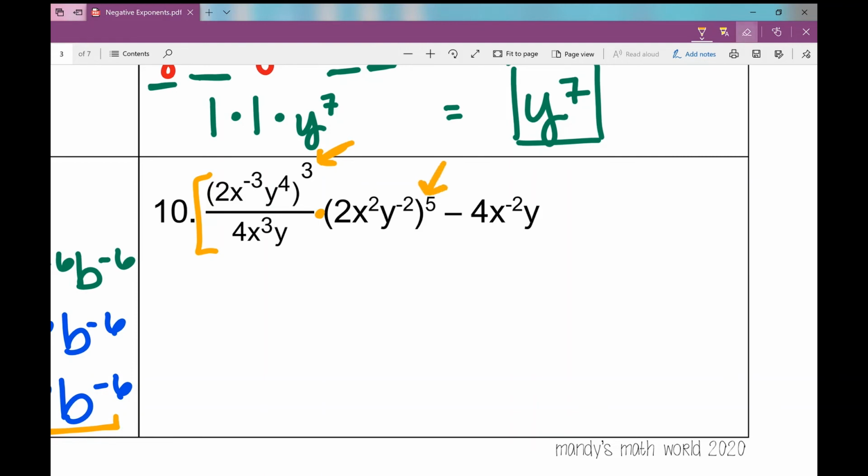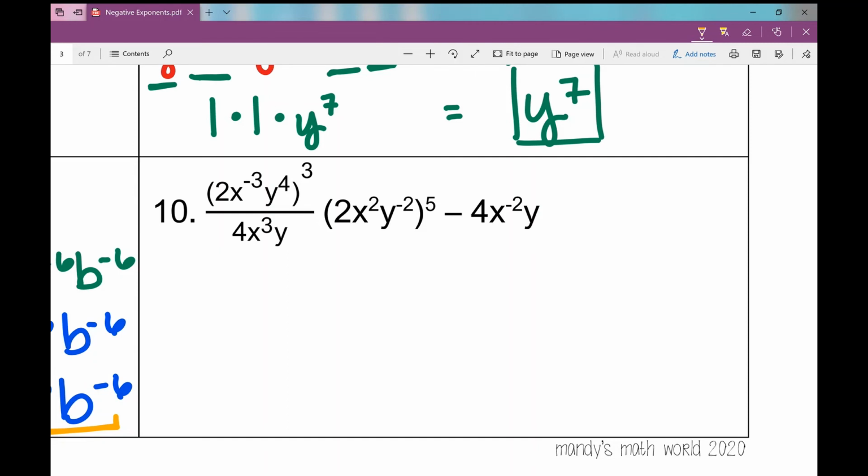Okay, so when we think about our exponent rules, the first thing I need to do is figure out what the value of this is. What's the value of this? So I need to apply my power rule. Get rid of those parentheses.